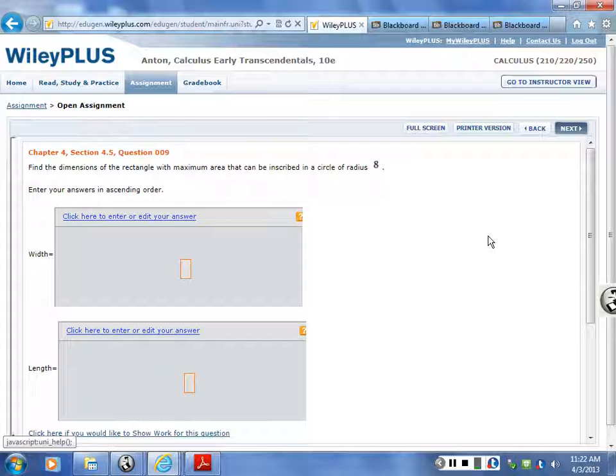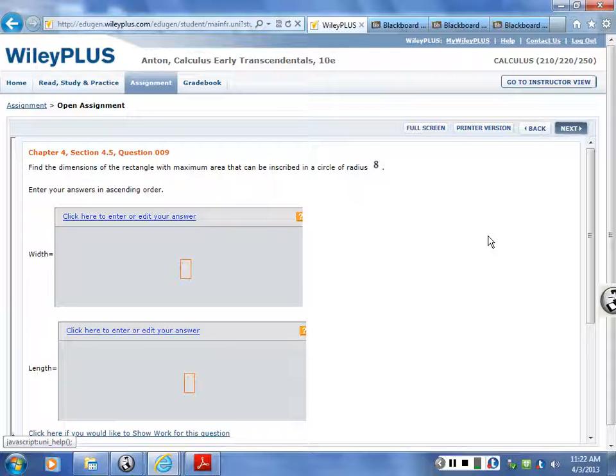Majority of the times with students, the algebra is what gets them. They can set up the problem, they can do the calculus, the derivative, but setting the derivative equal to 0, they don't know how to go about solving for that. So this is 4.5, number 9.